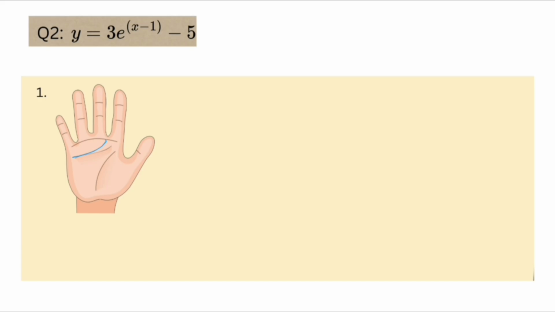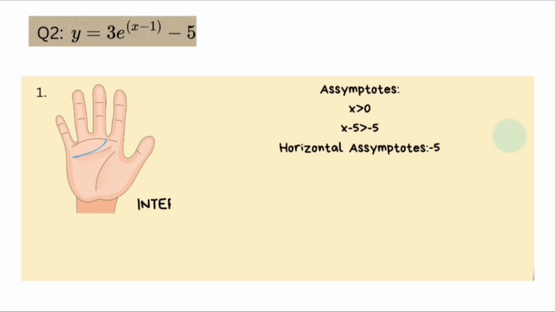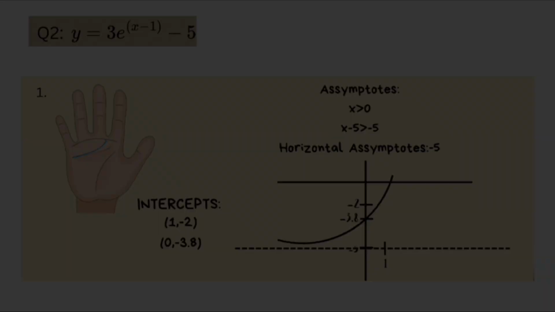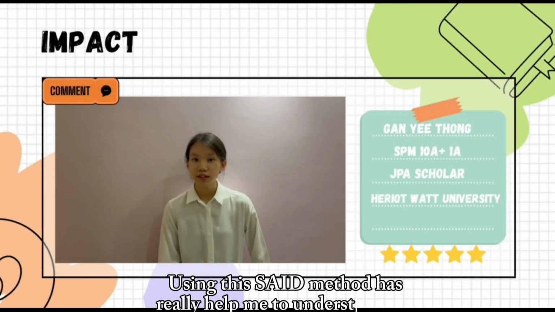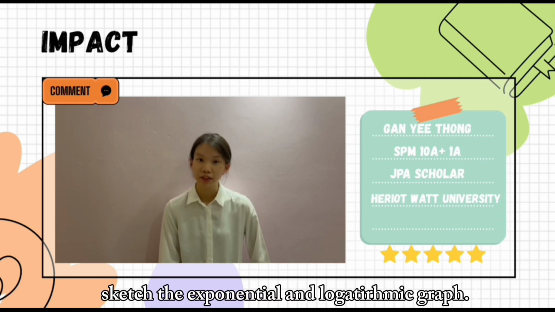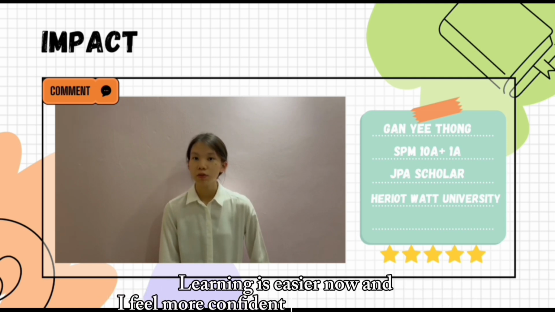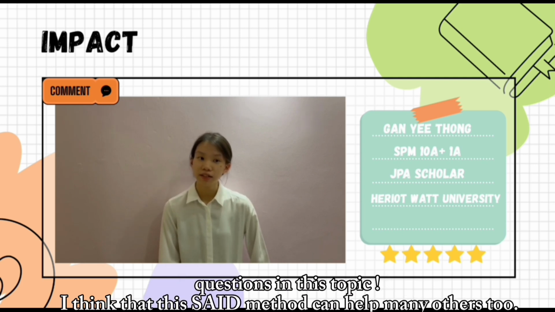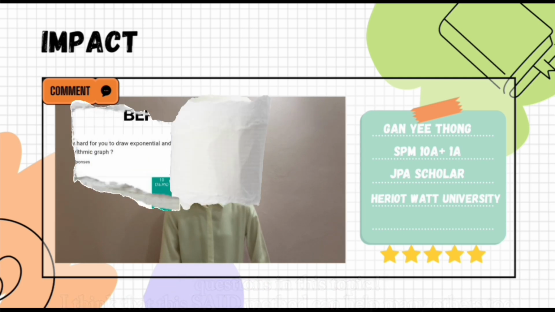So for the next question, you just find the general shape, find the asymptote, find the intercept, then lastly you can draw the exponential graph. Using the SAID method has really helped me to understand and sketch the exponential and logarithmic graph. Learning is easier now and I feel more confident with the complicated questions in this topic. I think that the SAID method can help many others too.